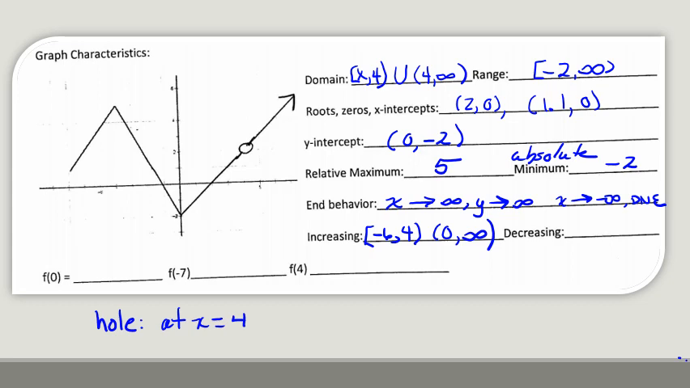And then our graph is decreasing from here to here. It's going down as we read. So we say it's decreasing from 4 to 0. Now, f of 0 means what is my function at 0? What is my y value? So at x equals 0, my y value is -2. At x equals -7, my y value is 1. And at f of 4, we have the hole, so we say it does not exist.